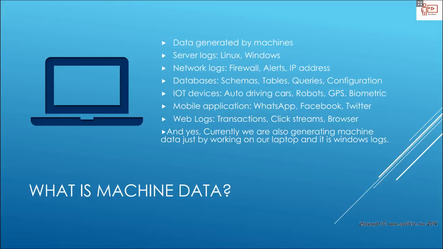Then server logs. Whenever we install some application on a Linux or Windows machine, those server logs will be there. Using those server logs, I can say whether that application is working properly or not. Then network logs. If you are working with a monitoring or infra team, you must know what firewall logs, alerts, and IP addresses are. These network logs also can be sent to Splunk and we can monitor them. Then databases. Databases have schemas, tables, queries, configurations, all of those things.